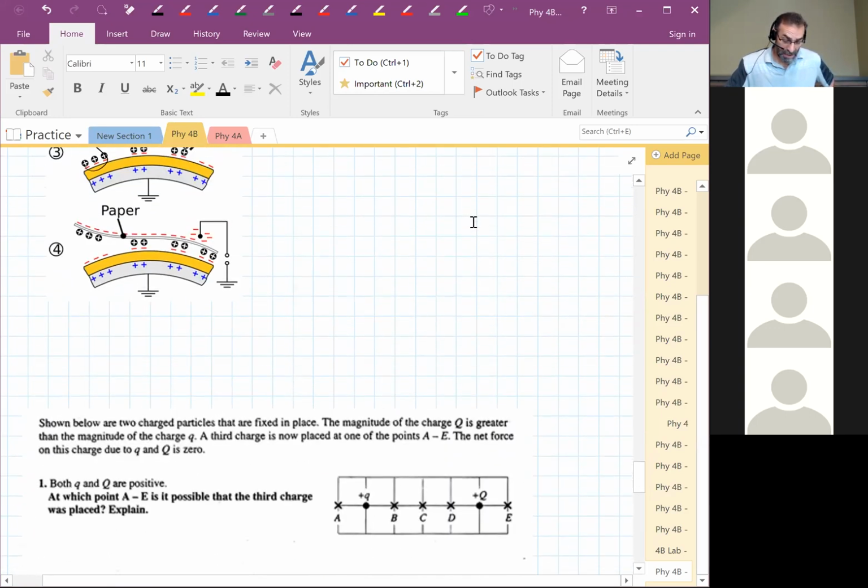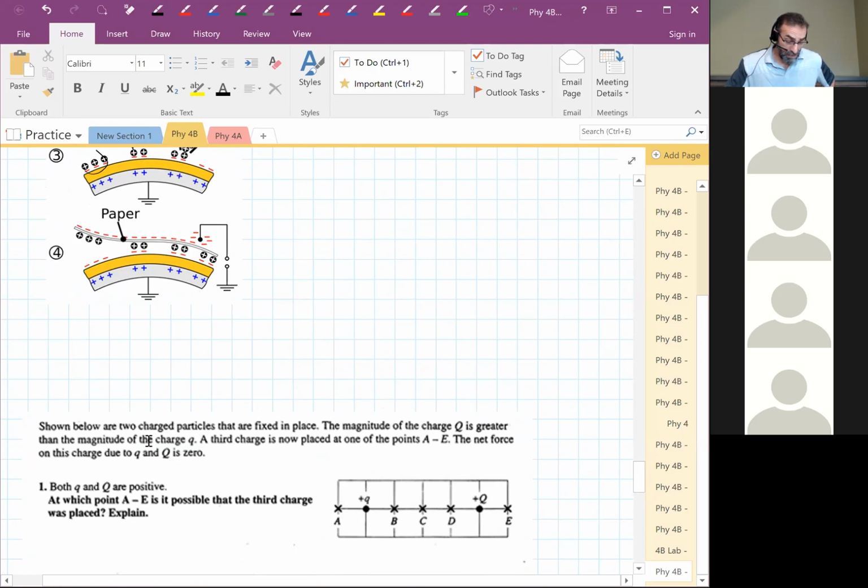So we'll start with the first case here. Two charged particles are fixed in place, lowercase q and capital Q. Capital Q is greater in magnitude than lowercase q. A third charge is now placed at one of the points, A, B, C, D, or E. The net force due to the other two charges is 0.